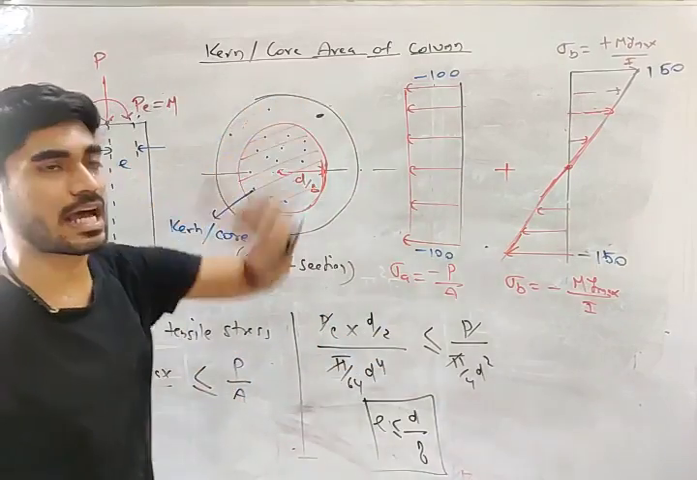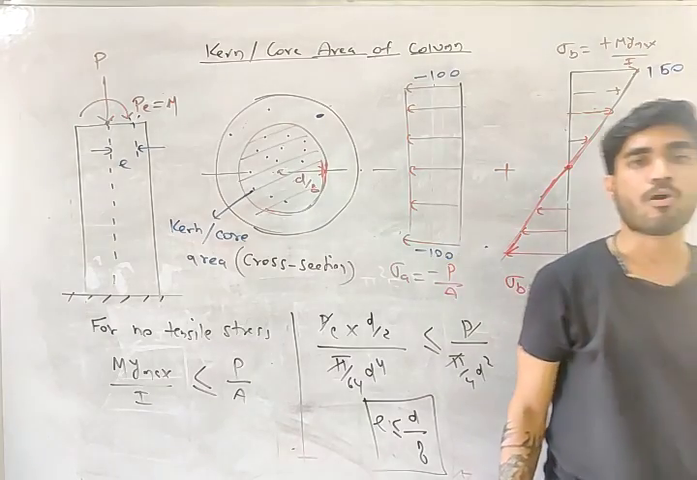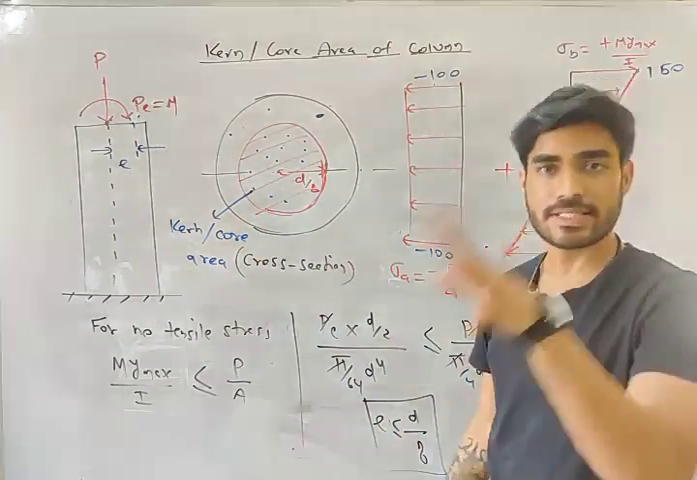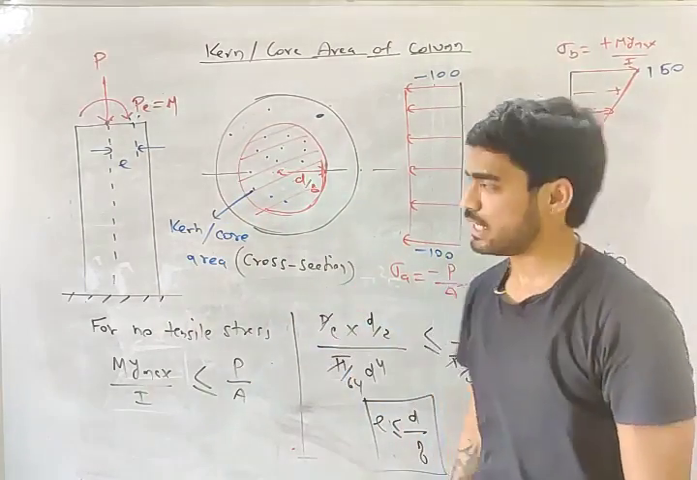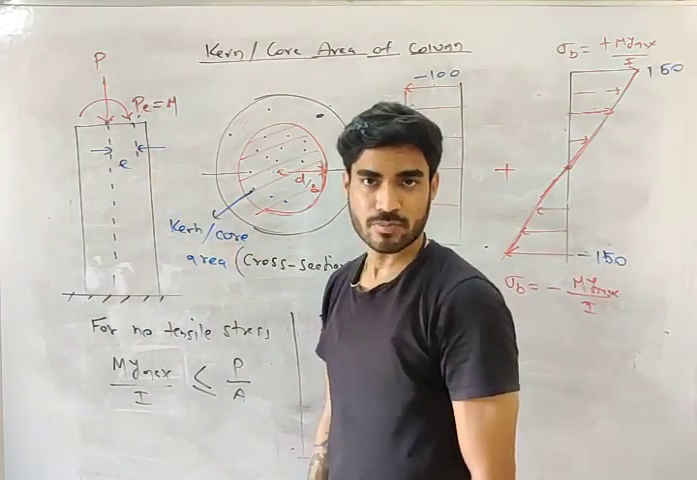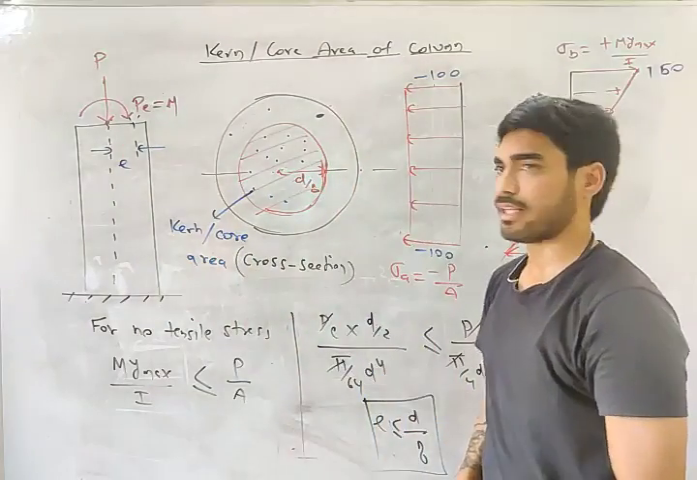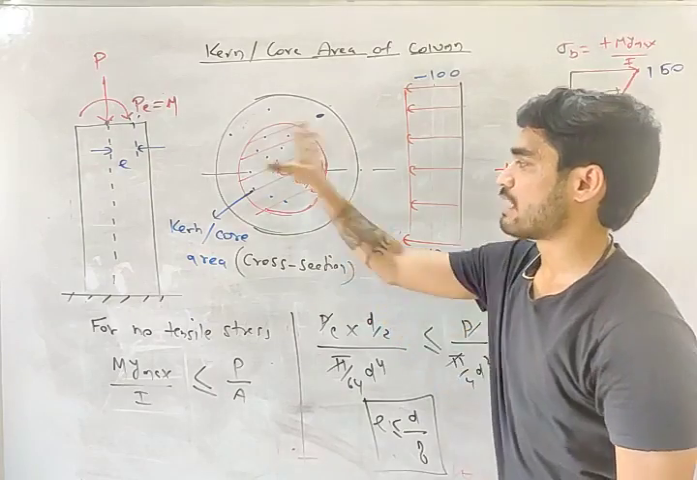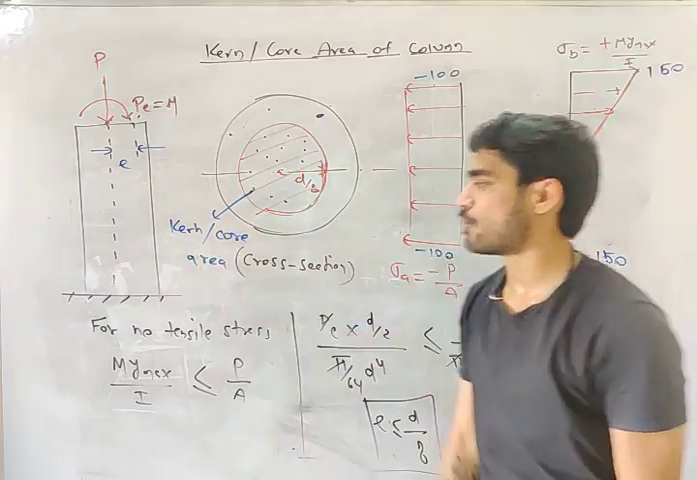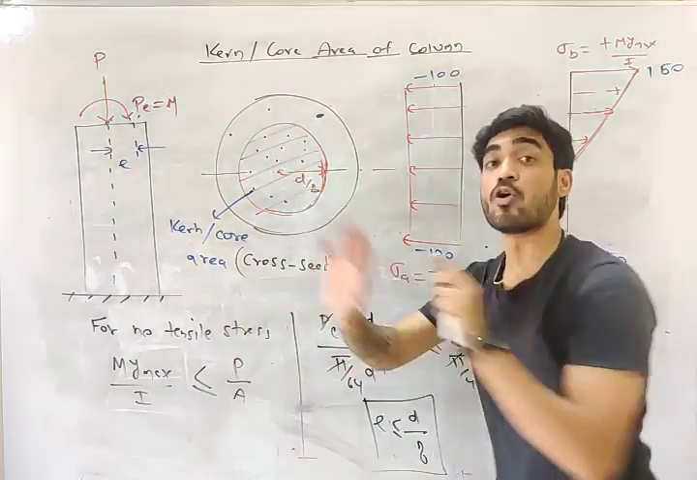So do you understand what is kern or core area of column? In some cases of column design we need only compressive stresses. We don't want tensile stresses in the cross section of column. This is valid for eccentric load. If there is some eccentric load, eccentricity should be less than or equal to some value. Your load should be within some area, and that area is known as kern area or core area. If your load is inside kern area, no tensile stress.